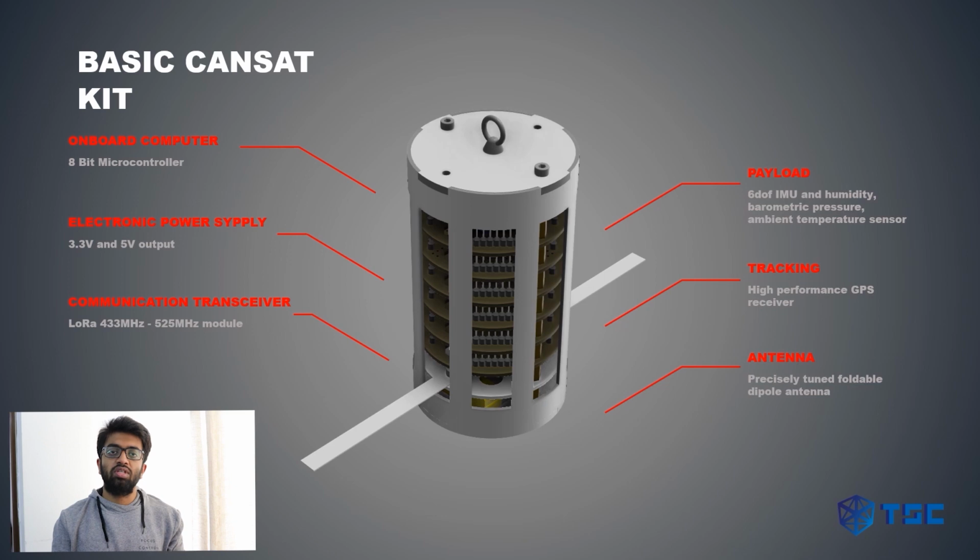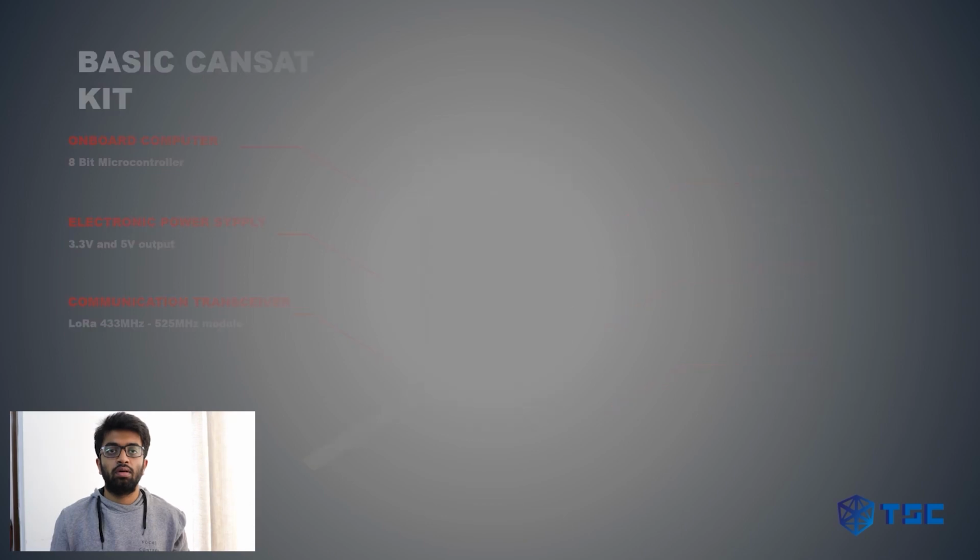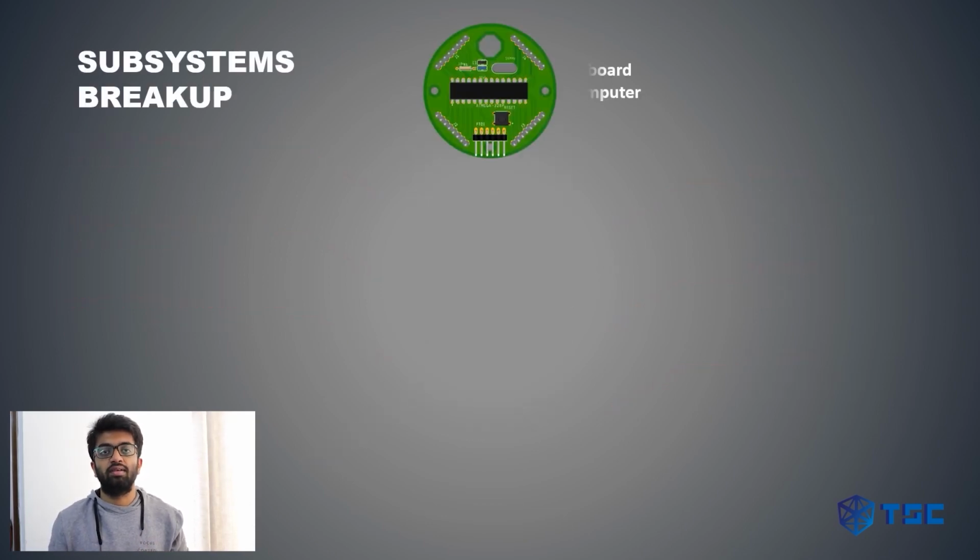There is a provision on the structure to hook up a parachute in case you want to recover the CANSAT safely, or you can hook up a high altitude balloon as per your need. Slots are cut into the structure for ease of accessibility and to accommodate the foldable dipole antenna. Now, let's break up the CANSAT and see what's inside it. This is the breakup of all subsystems and what's included in the kit.